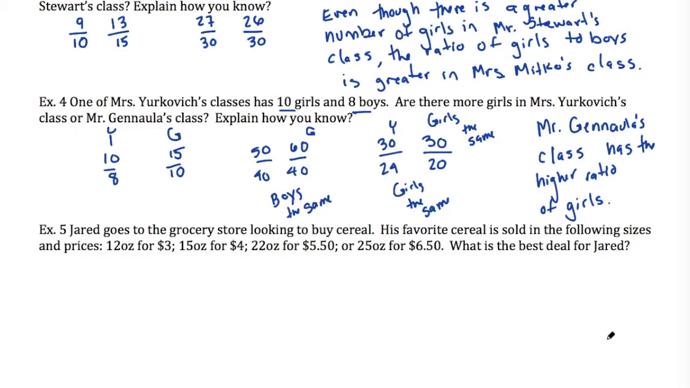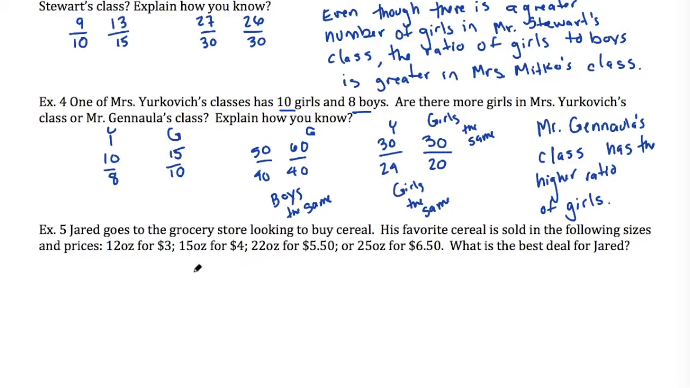It says, Jared goes to the grocery store looking to buy a cereal. His favorite cereal is sold in the following sizes and prices: 12 ounces for $3, 15 ounces for $4, 22 ounces for $5.50, and 25 ounces for $6.50. So we've got 4 different ratios here that we're comparing, and to try to make them all the same, we're either going to end up with a really big number, or we're going to be comparing back and forth over and over again. So let's look at a different strategy for how we might compare this.